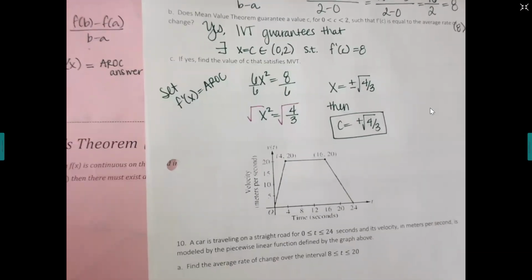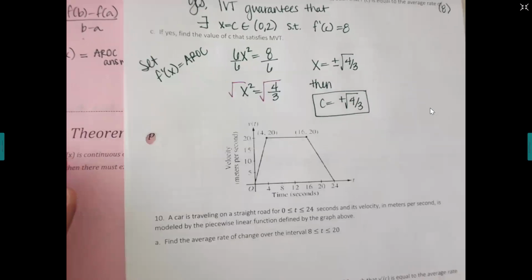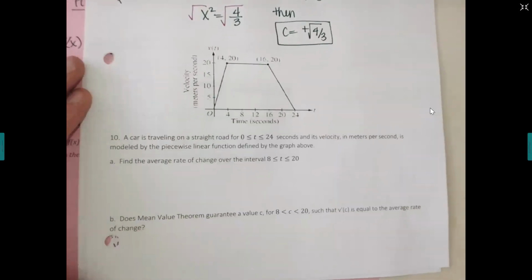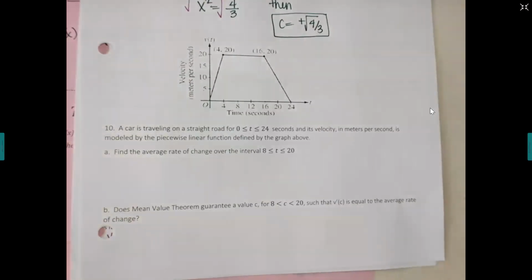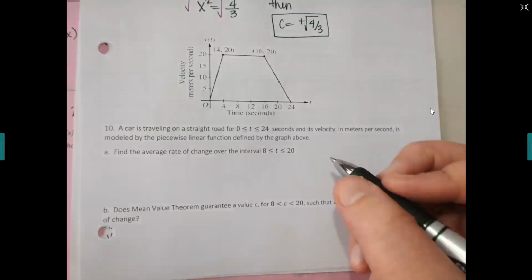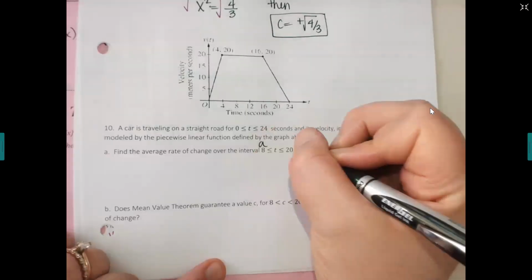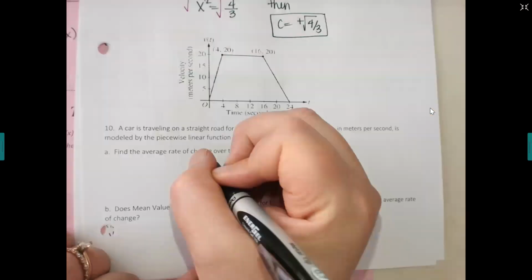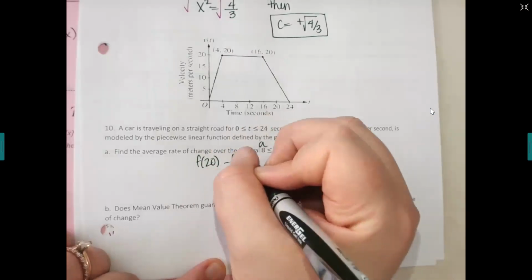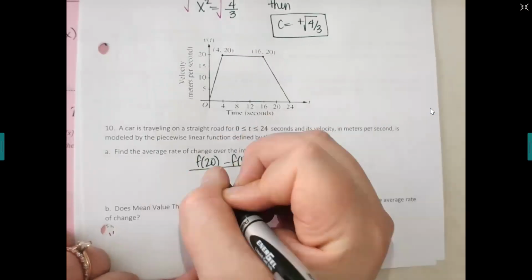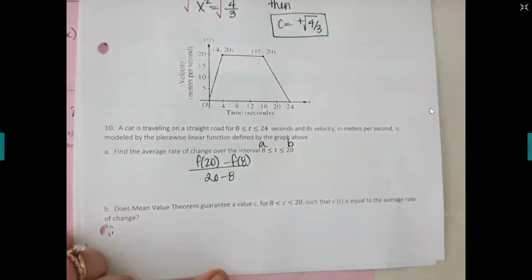All right, let's do one more like that, then we'll do maybe an example off the homework. Take a look at number 10. Okay, it says a car is traveling on a road, here's its velocity. Okay, part A, find the average rate of change. Remember, that's slope. So we're going to put f of b. Remember, this is my A, this is my B. So f of 20 minus f of 8 over 20 minus 8.